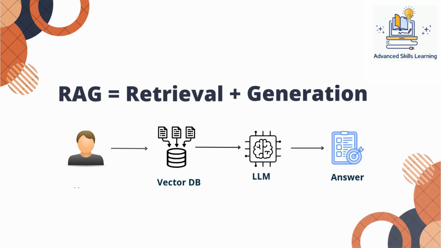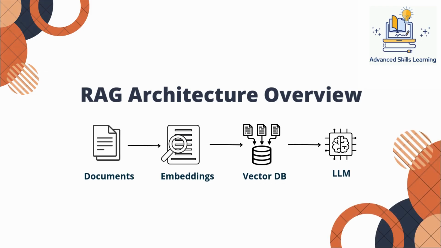RAG enhances a language model by providing it with relevant external information at the time a question is asked. Instead of relying only on what the model learned during training, RAG allows the model to reference additional data sources dynamically. In a typical RAG architecture, documents such as PDFs, web pages, or internal knowledge base articles are first converted into numerical representations called embeddings. These embeddings are stored in a vector database that allows fast similarity search.